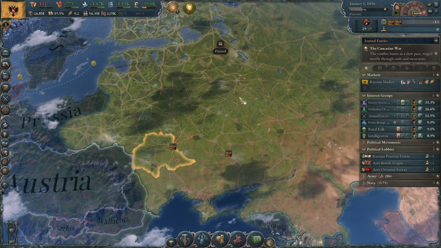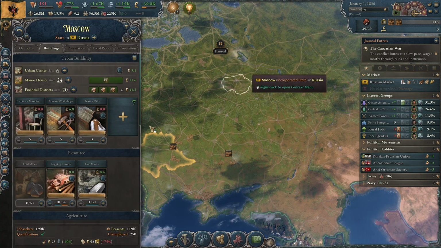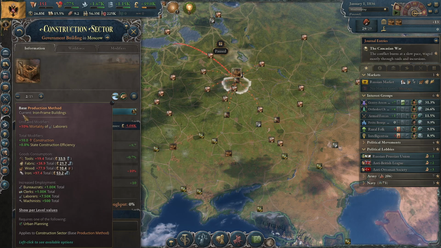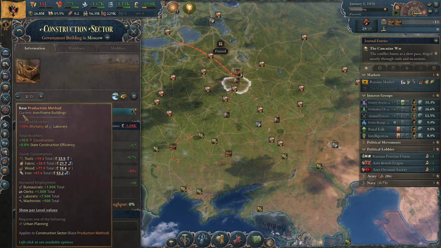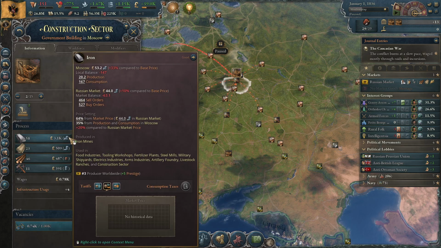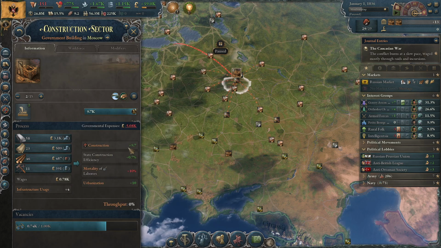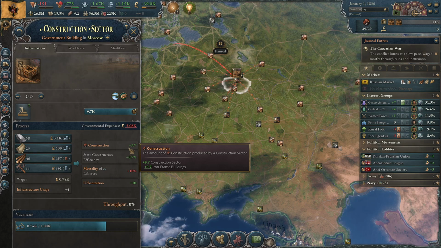And then what we're going to look for next is what does it cost us to build things? What are we using to build things? In this case, I switched over to the iron frame production method. This means we're using iron, fabric, wood, and tools to build our buildings. That is what's giving us our construction points.